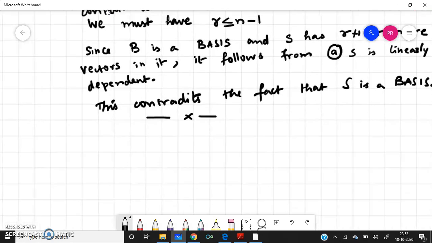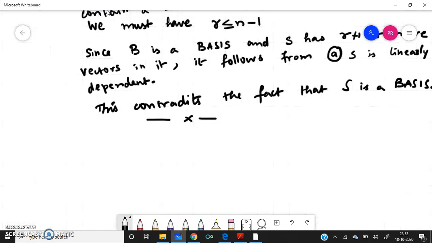Okay. Now we go to another definition. Using this theorem only, this definition came into existence. Very important definition. What we have said in this theorem is, if your basis has n vectors, then if you take another set which has n plus 1 vectors, it cannot be a basis. If you take another set which has n minus 1 vectors, then also it cannot be a basis. So a basis means it should have n vectors.